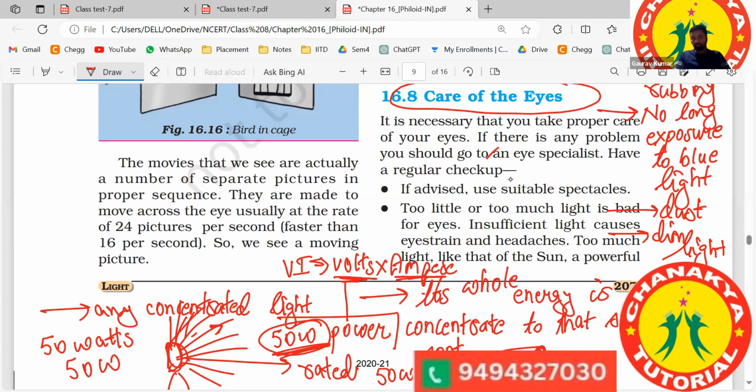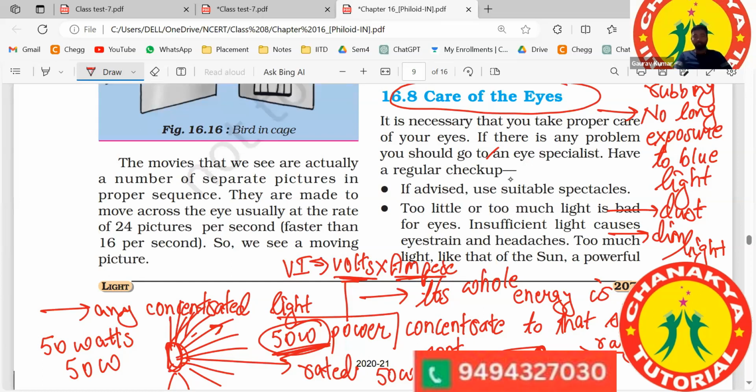Since this light is a very narrow beam and it is also rated as 50 watt, that means the energy or the power which was spread in all directions is now concentrated into a single ray.